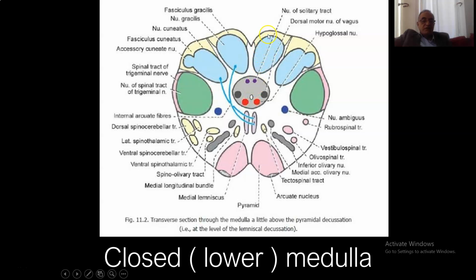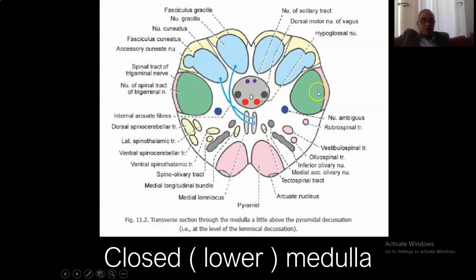We find the gracile medially, gracile tract and tubercle, gracile nucleus, and the cuneate nuclei, which give rise to the second order neuron. We do have a sensory decussation, or the internal arcuate fibers crossing to the other side, forming the medial lemniscus. So gracile, lower limb, cuneate, upper limb, nuclei receive the gracile and cuneate tracts and send internal arcuate fibers or sensory decussation in the closed medulla, upper closed medulla, forming the medial lemniscus.